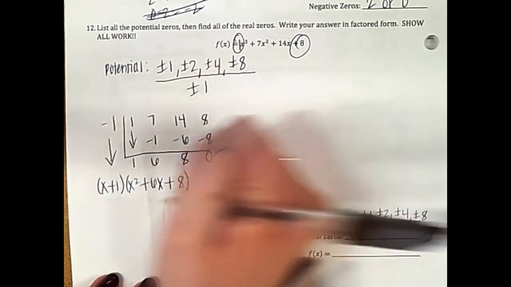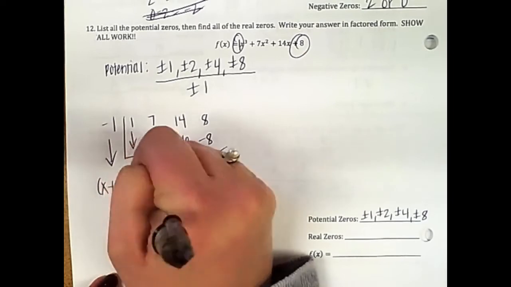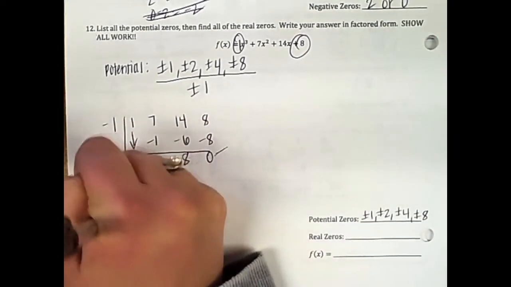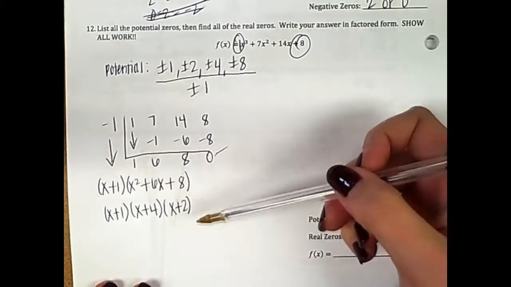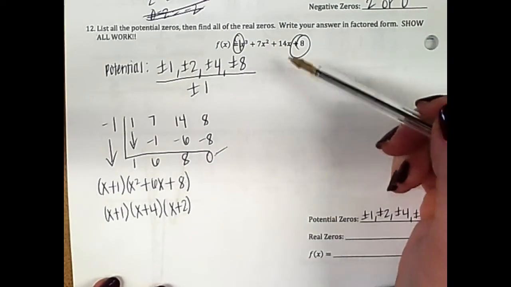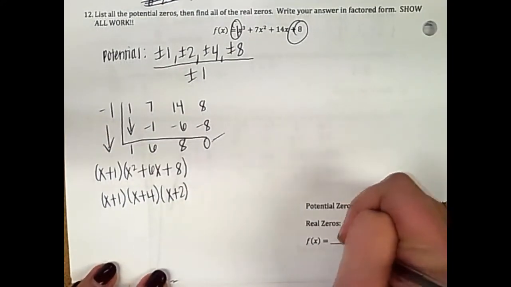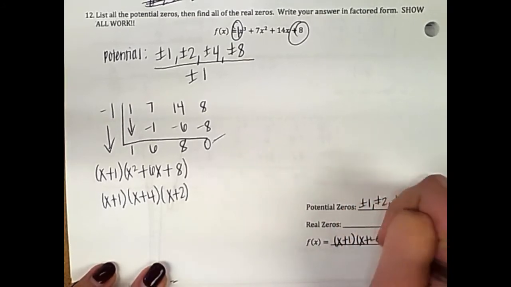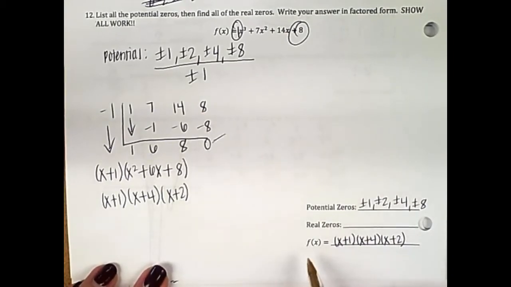Now I'm going to solve by factoring because I can factor this one. I know that x squared plus 6x plus 8 factors to be x plus 4 and x plus 2. And then I'm going to bring down that x plus 1. So at this point, it's fully factored. When it says write your answer in factored form, I already have that done for me. So my factors are x plus 1, x plus 4, and x plus 2. That part's totally done. We just have to write f of x equals all of that.